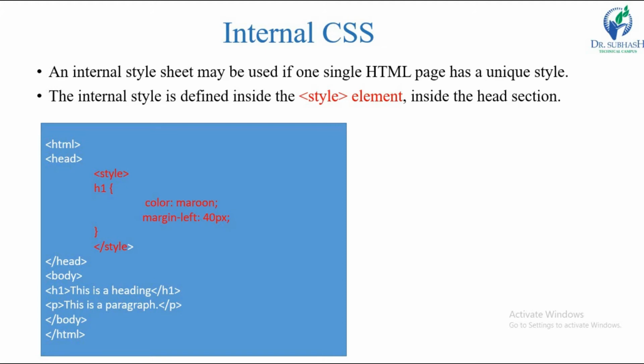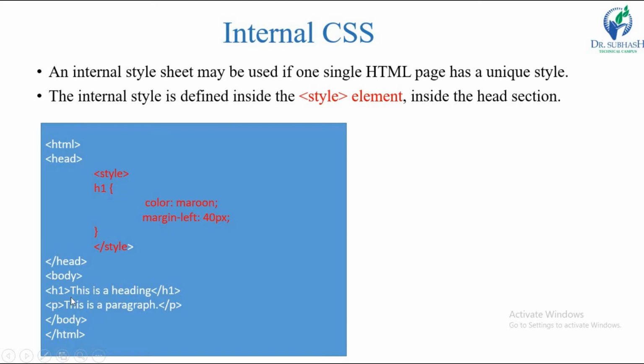So where are you going to write? You have to write that CSS code in that particular page only. So that's why it is called the internal CSS. Now the internal style is defined inside the style element, and the style tag is written inside the head section. We are going to use the style tag to write the internal CSS code, and that style tag is written inside the head tag. Now you can see the example over here.